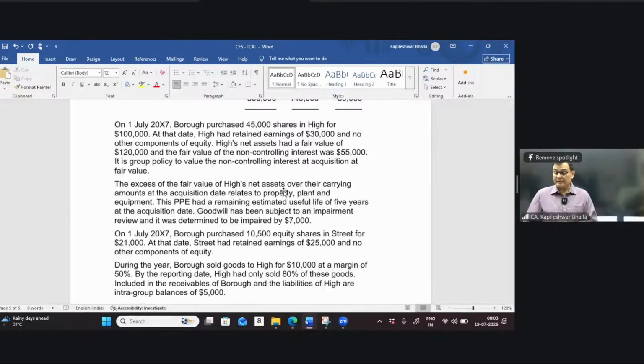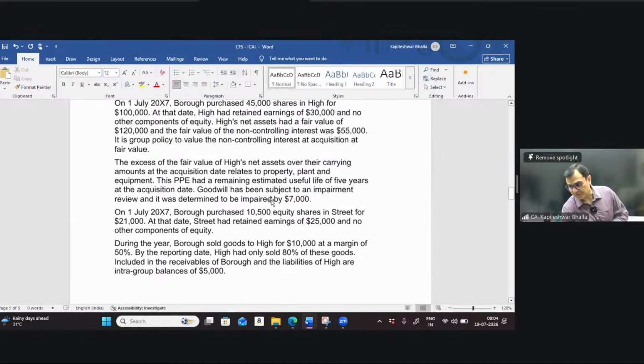By the reporting date, H sold 80% of the goods, so 20% is still unsold. If 20% is unsold, we need to take care of the stock reserve. By the way, it's downstream in nature. Then he says, included in the receivables of B and the liabilities of H are also intercompany group balances of 5,000.